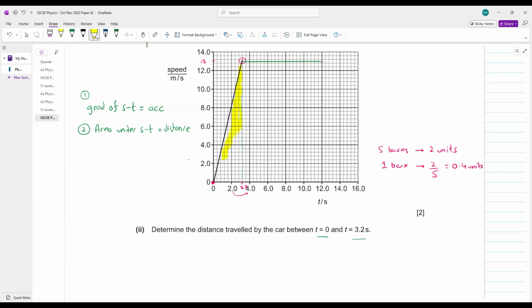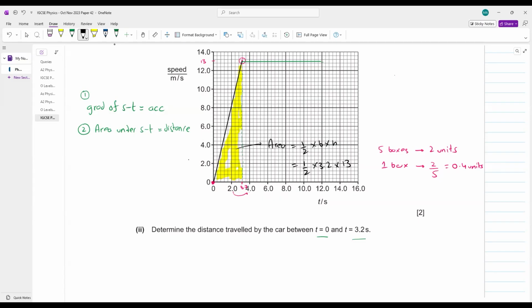This is your area under the triangle that you have to calculate. How will you do that? How will you calculate the area? Very, very easy. This is a triangle. Area will be equal to what? 1 upon 2 into base into height. What is your height? 13. What is your base? 3.2. 1 upon 2 into 3.2 into the height, that is 13. Can you calculate the answer?